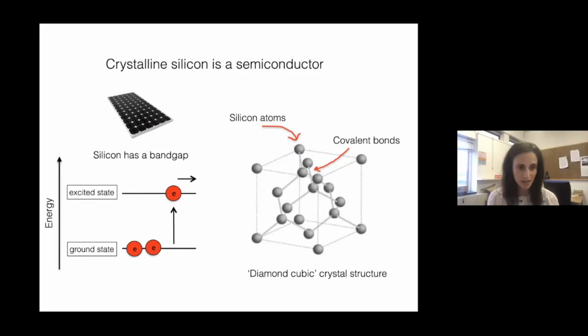So what this means is that we can control silicon to conduct electricity when we want it to, but to not conduct electricity when we don't want it to. And this is what enables it to form a switch, and also enables it to act as a solar cell. So the energy gap here, this band gap, is about equivalent to the energy of light from the sun. So this is what enables silicon to also be a good solar cell.